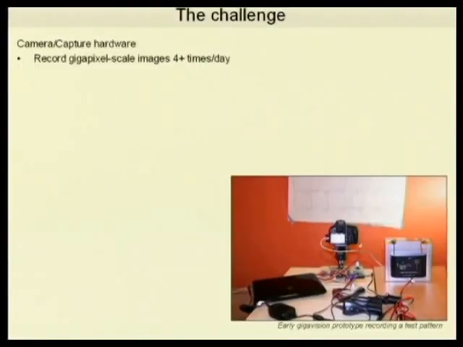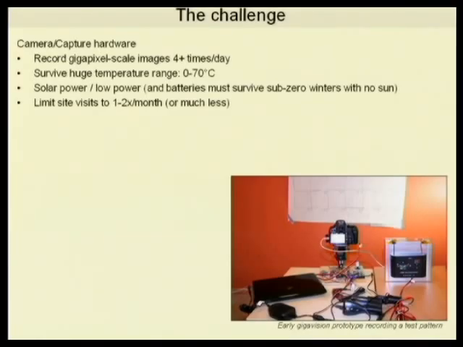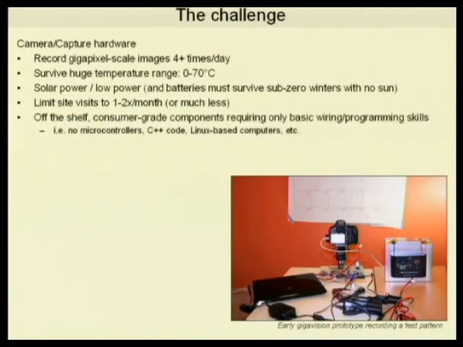So what we wanted to do was to be able to record gigapixel scale images about 4 times a day. It has to survive a huge temperature range. In southern Utah, it's going to be 115 for a month straight. In Chicago, in the dunes, it's minus 10 Fahrenheit for another month on the other end. So you don't want your hard drives to break and everything. It's a solar-powered system, so it has to be really low-powered. We don't want to go out there that often because it's expensive and hard to get to.